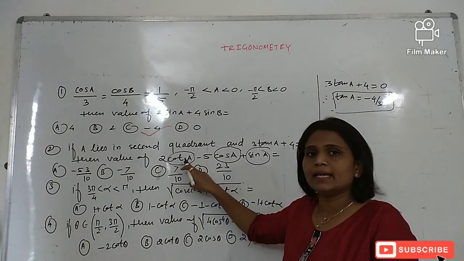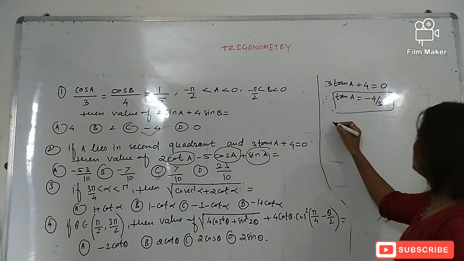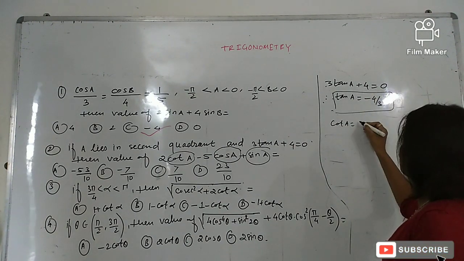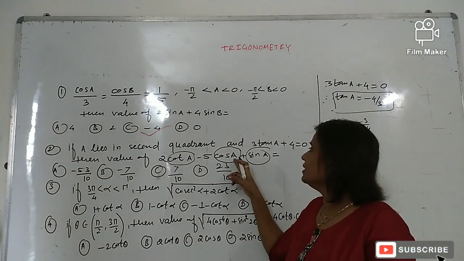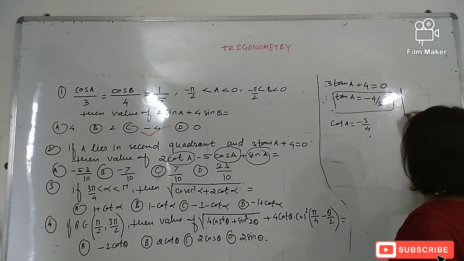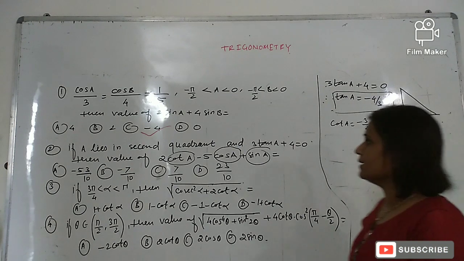Then we need a cot A value. So what is cot A value? Cot A value is exactly the inverse of this. Cot A value is minus 3 by 4. And then again we need a cos and sine. So just make a right angle triangle, and suppose this is our angle A.